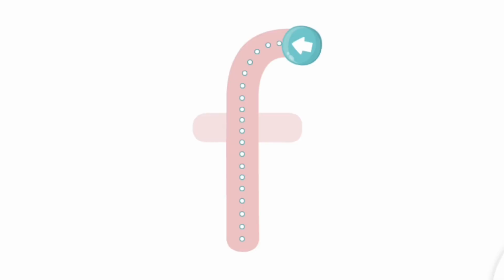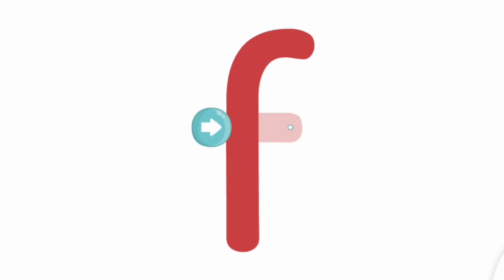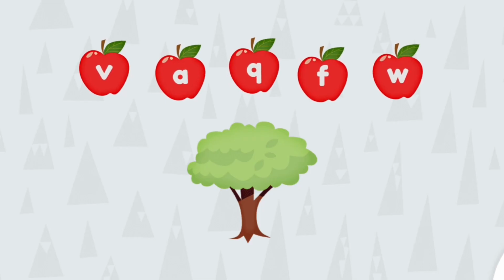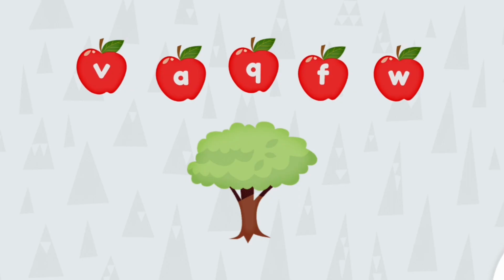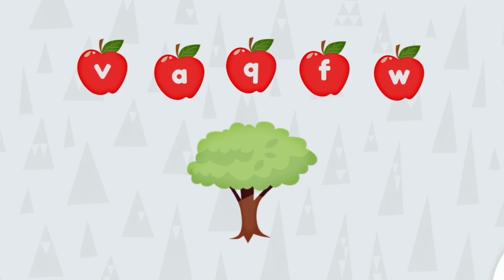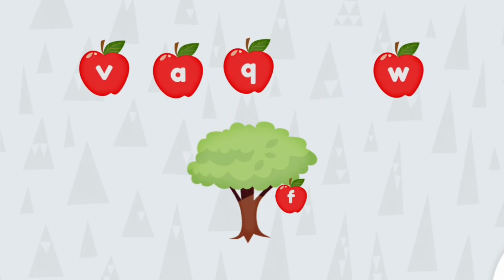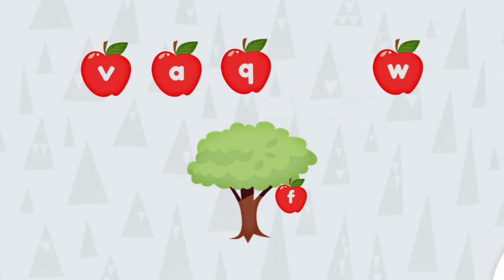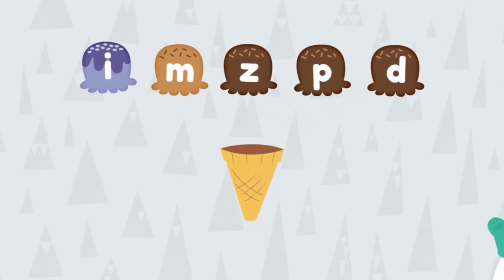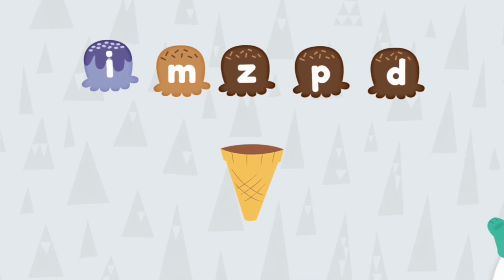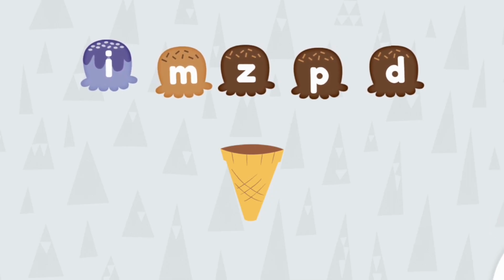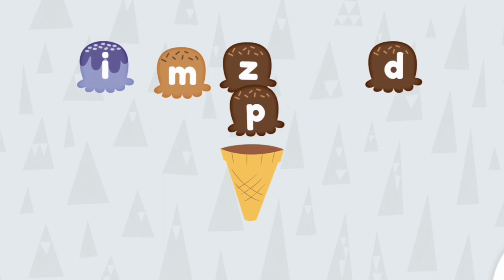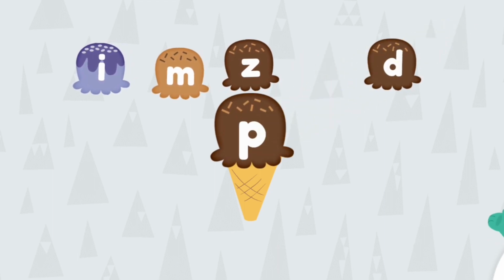Trace the lowercase letter F. Great! You traced the letter F. Put the apple with the letter F on the tree. Great job! Put the ice cream with the letter P on the cone. Awesome!